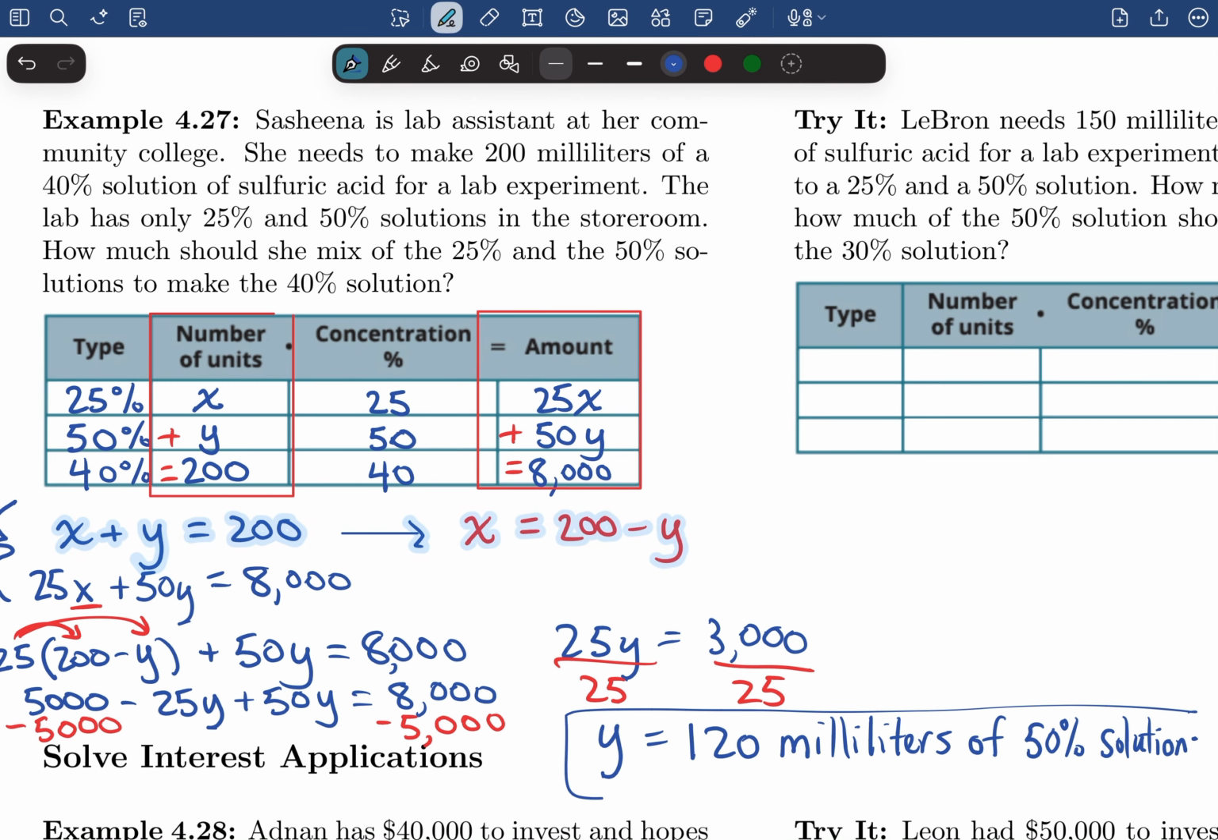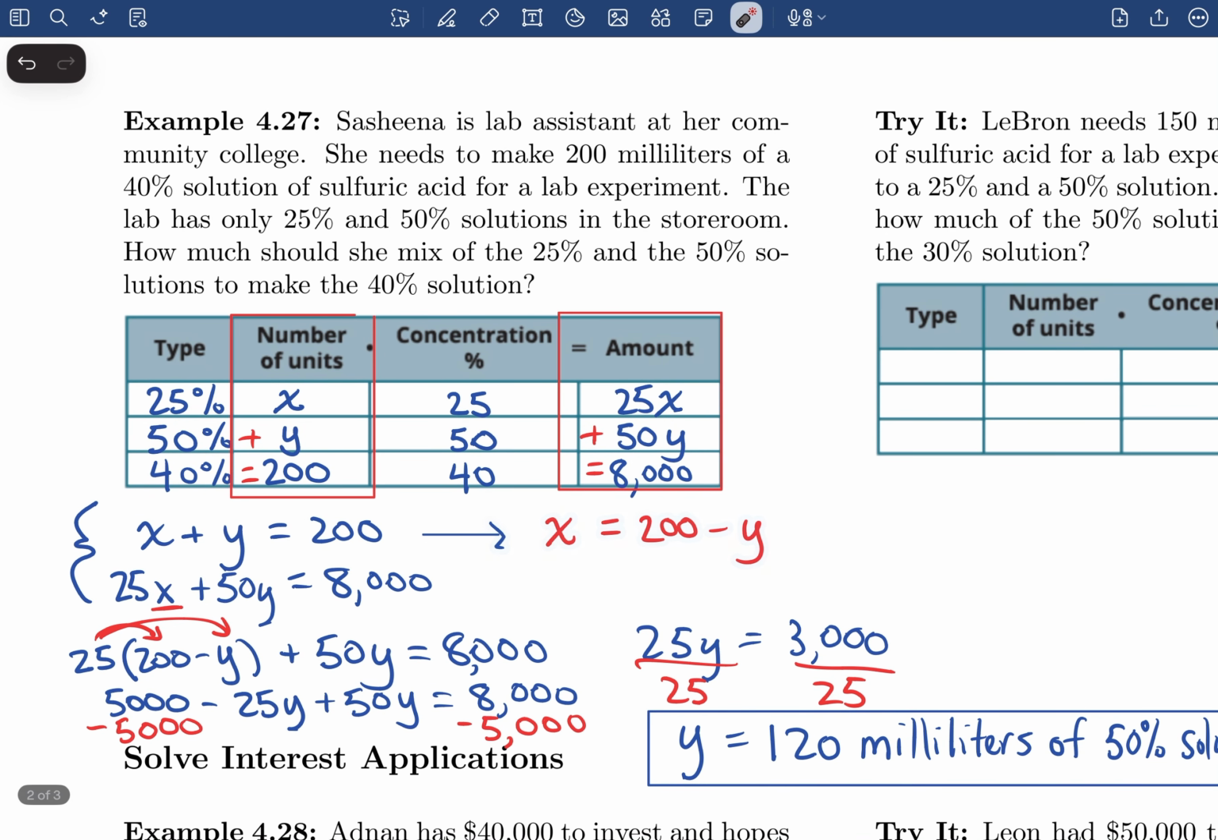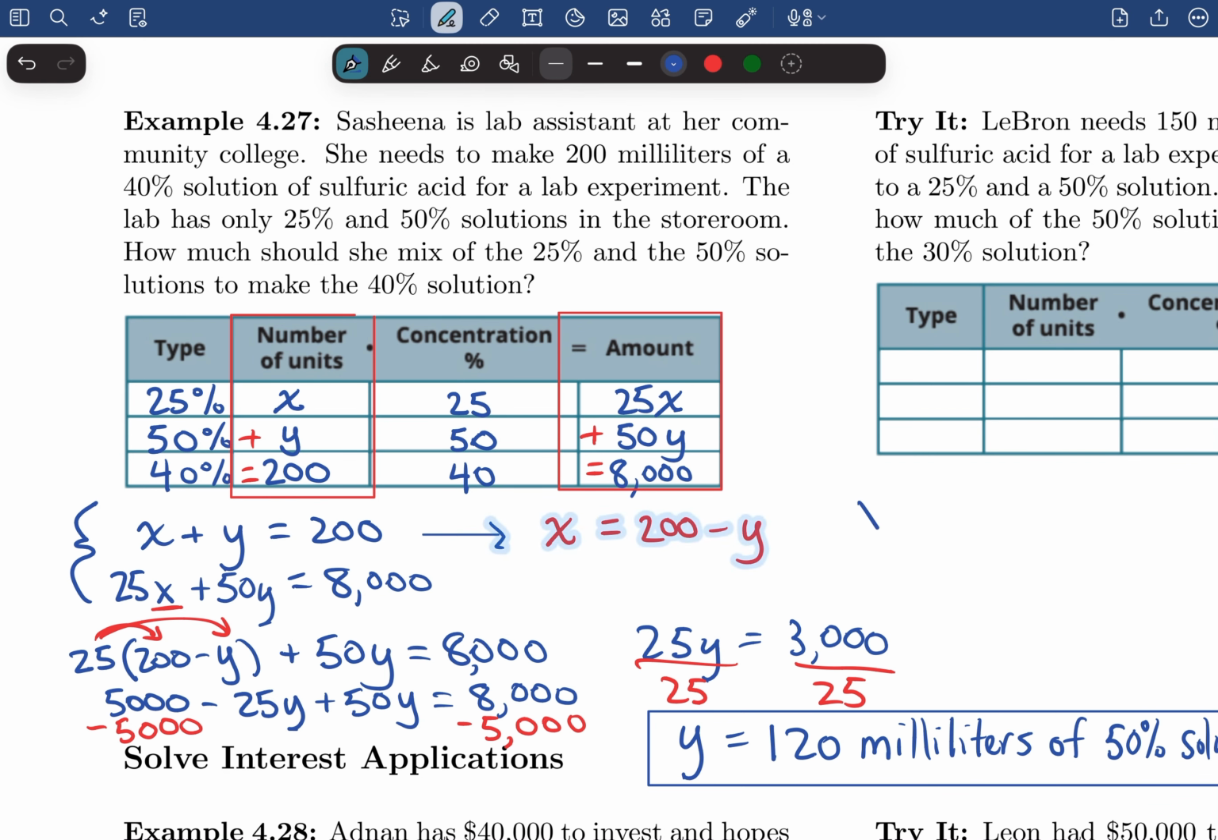There we go. And so now I move on and I need to solve for x. But now that I know what y is, it's very easy. I could take this equation x plus y equals 200 and replace y with 120, right? So I'm taking this equation, x plus y equals 200, and replace y with what we know, 120. And so now I subtract 120 from left to right, and I find out that x equals 80. Well, yeah, 200 minus 120, 80.